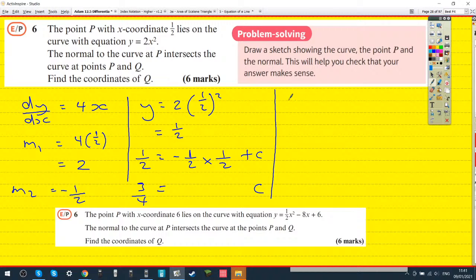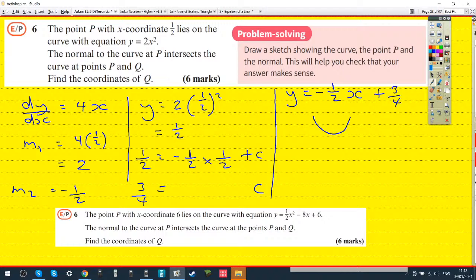And then they want the coordinates of Q. We're not there yet. So finish this bit off. 3/4 equals c. And m2 is minus a half. Oh, right. So it'd be y equals minus a half x plus 3/4. And let's see. The normal to the curve intersects it.